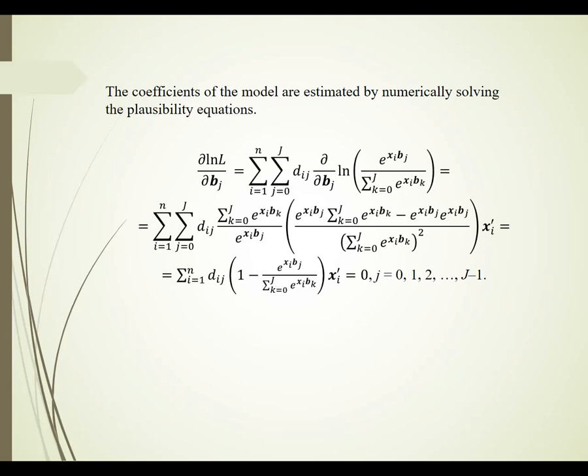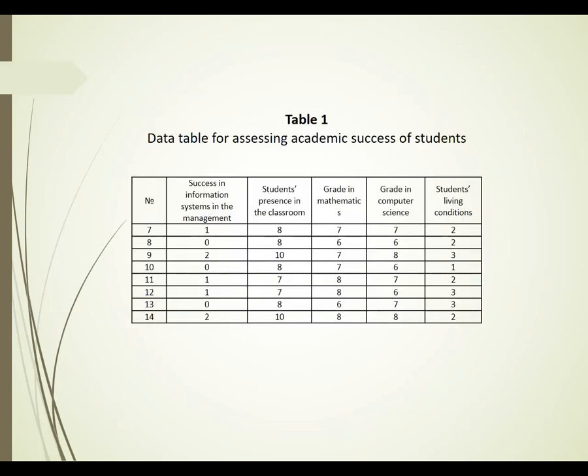The coefficients of the model are estimated by numerically solving the likelihood equations. The solution of this system is carried out numerically using the Newton-Raphson method. The main data for the statistical analysis of the educational process are data on the success of undergraduate students at the Economic Faculty of Ivan Franko National University of Lviv, Table 1.